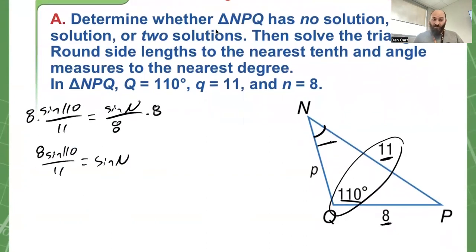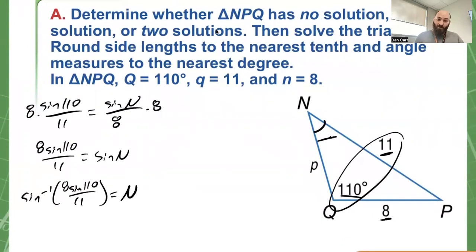Remember, to find the measure of an angle, we have to do inverse sine. So that means if I take the inverse sine of 8 times the sine of 110 over 11, that is equal to angle N. That's what goes in my calculator. 8 times the sine of 110 divided by 11, then I take the inverse sine of that. It says here round to the nearest degree, so I'm going to round it off when I put it in, and I get 43 degrees for N.